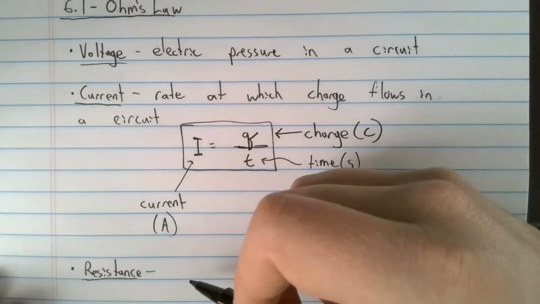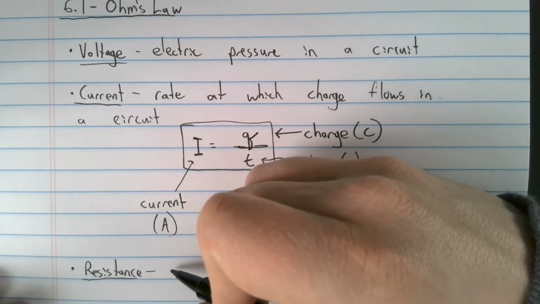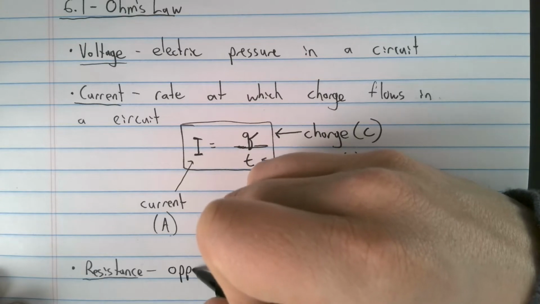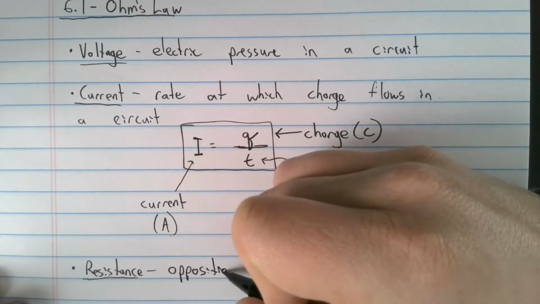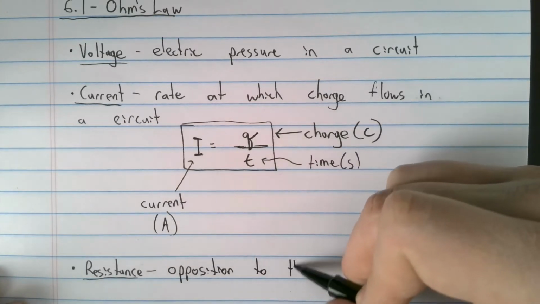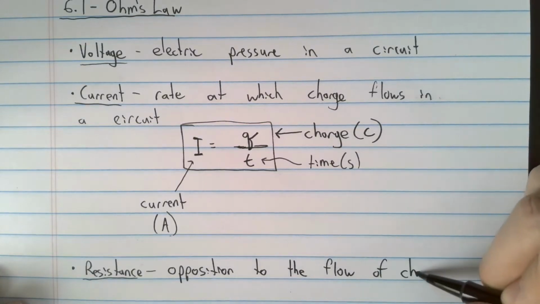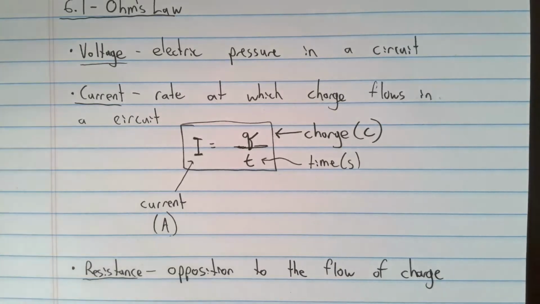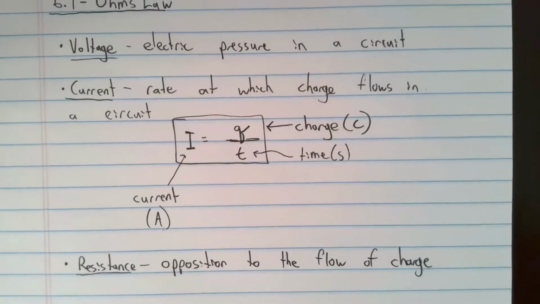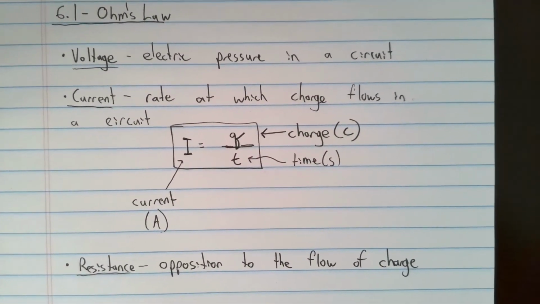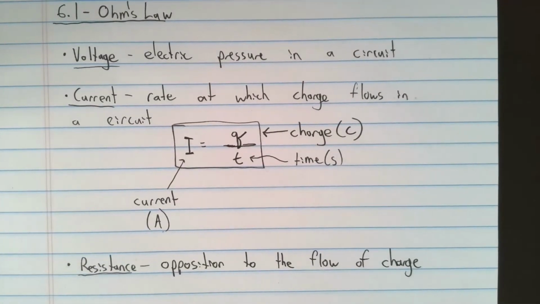Let me write down the definition before I explain that a little further. So resistance, we're just going to say, is opposition to the flow of charge. So it's the opposite of voltage. Voltage is electric pressure. We're pushing forward some charges, and resistance is slowing those charges down. So we have this battle between resistance and voltage.